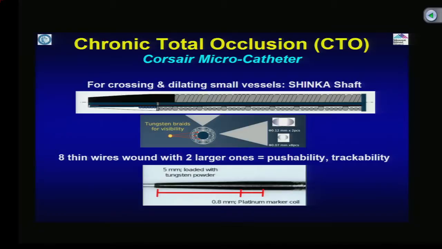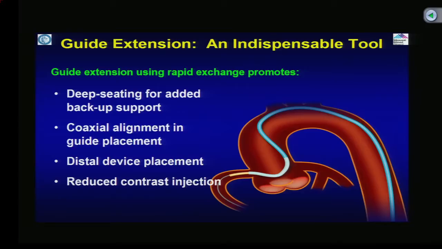Now, what really has helped our success rate is using the Corsair microcatheter, which is a channel dilator, so that you don't have to have balloon dilatation. It has eight thin wires wound with two large ones, and really gives nice pushability and trackability. And second is the guide catheter extension, the concept of the mother and child, so that your guide sits at the ostium, but then you put another 20, 30 millimeters into the vessel.